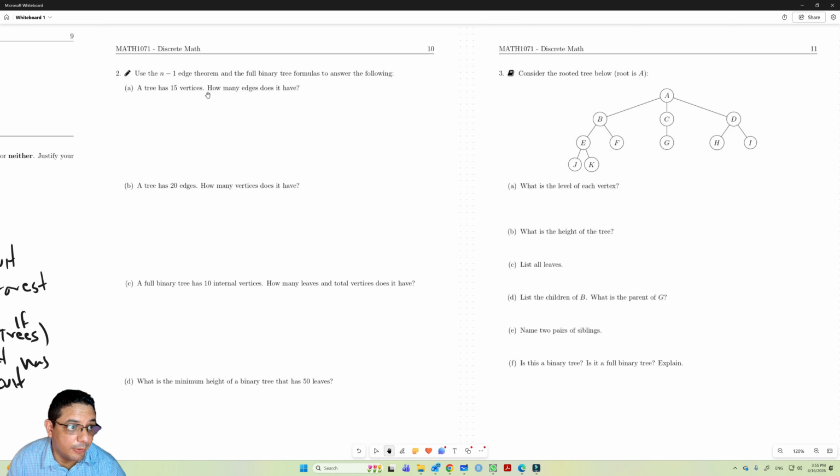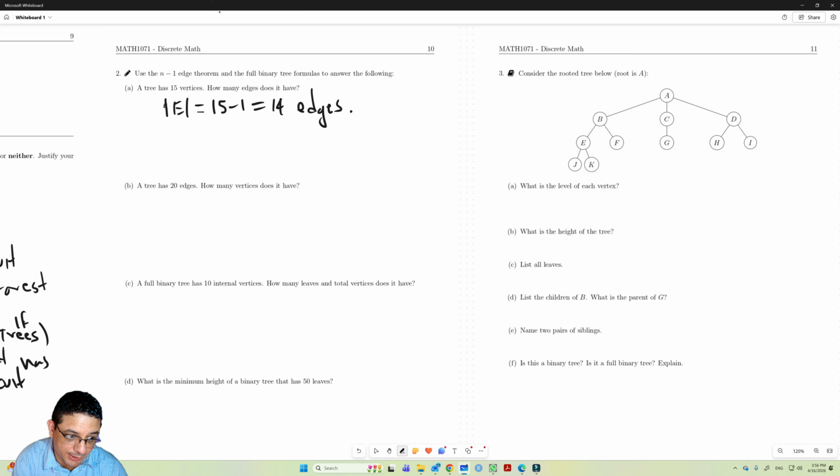All right, so now for question number 2, we have the n-1 edge theorem and the full binary tree formulas to use to answer the following questions. First, a tree has 15 vertices. How many edges does it have? Because we already know it's a tree, the number of edges is going to be 15 minus 1, so it's going to have 14 edges.